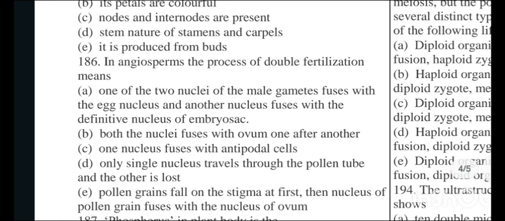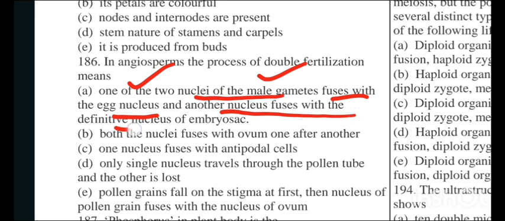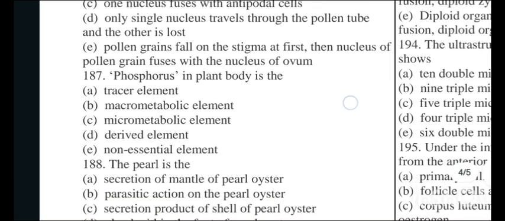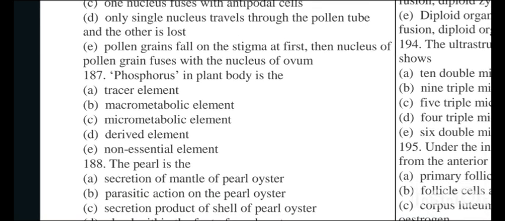In angiosperm the process of double fertilization means, so it means one of two nuclei of male gamete fuses with egg nucleus, another fuses with the definitive nucleus or secondary nucleus of the embryo sac. Next question, phosphorus in plant body is the, so phosphorus is macronutrient.